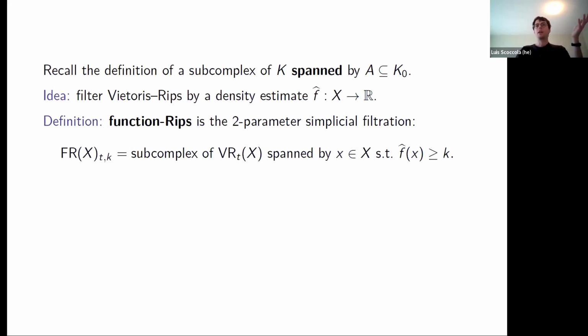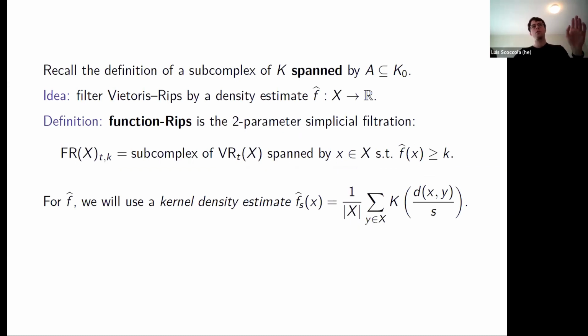And what you get is a 2-parameter simplicial filtration. The way you get that is you first take Vietoris-Rips. So this has 2 parameters, T and K. You take Vietoris-Rips, and now you consider all the vertices of Vietoris-Rips of X, which are the same thing as the points in X, that have a density estimate that is larger than K. In this way, you filter your Vietoris-Rips complex, and we're going to see a picture in a second. But this is the definition of function Rips.